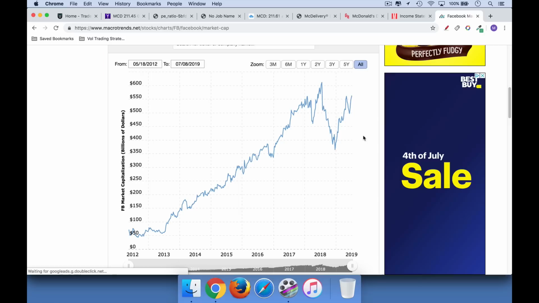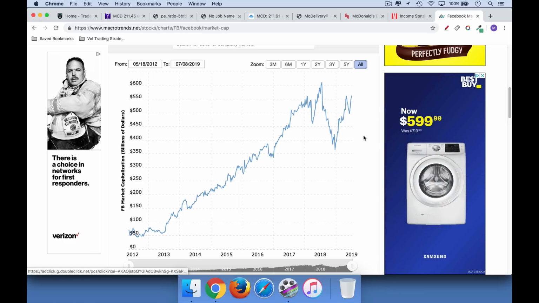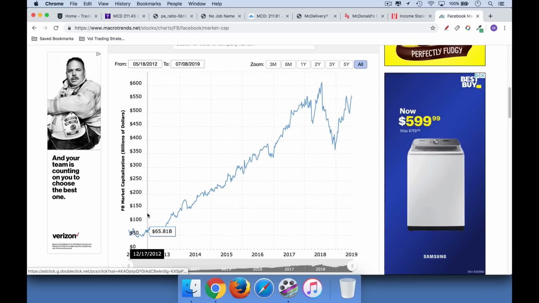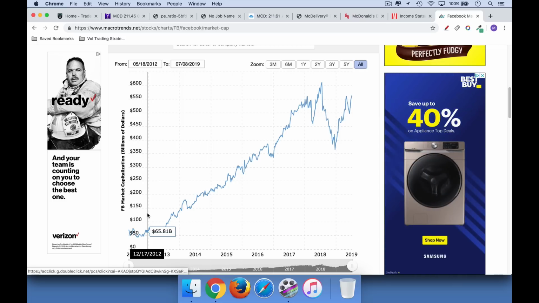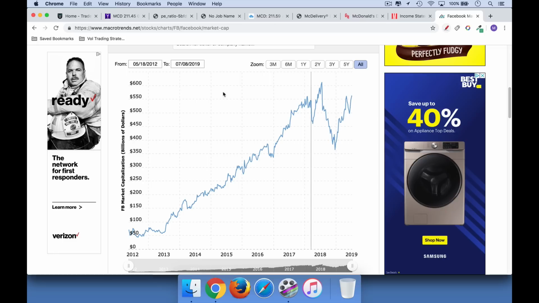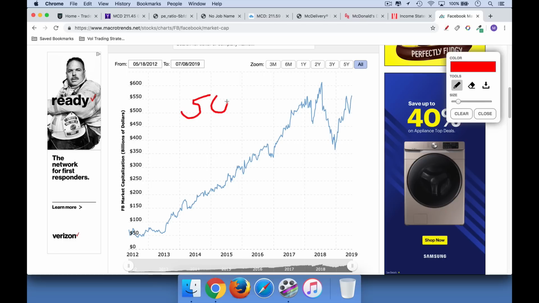Now, Facebook obviously has had a good run over the last, call it 7 years. And you can see that this is a chart of the market cap of Facebook. So the total number of shares outstanding times the current value of the shares at that point in time. And you can see right after its IPO, back in late 2012, Facebook was trading at a market cap of approximately anywhere between 40 and 60 billion. Let's call it 50 billion. So 50 billion market cap. That's what the market was valuing Facebook at in late 2012.